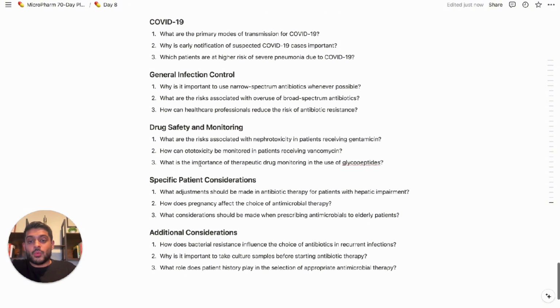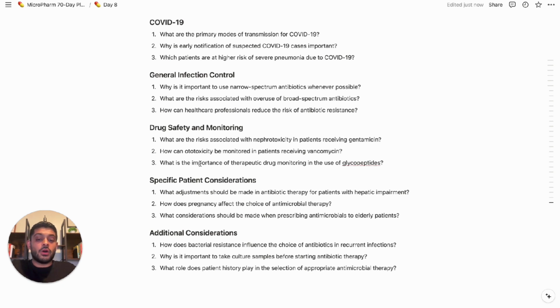General infection control. Why is it important to use narrow spectrum antibiotics wherever possible? What are the risks associated with the overuse of broad spectrum antibiotics? How can healthcare professionals reduce the risk of antibiotic resistance?